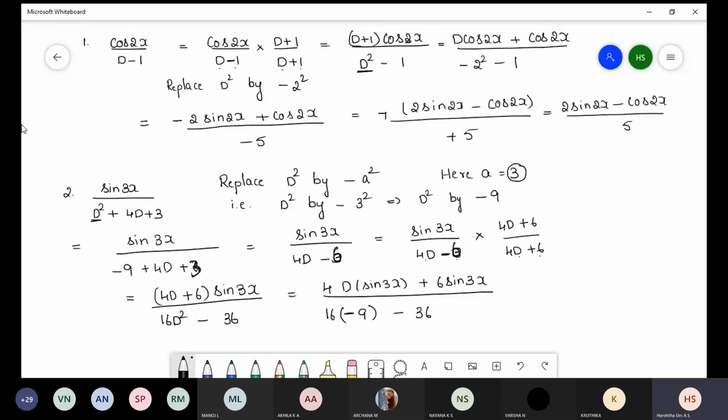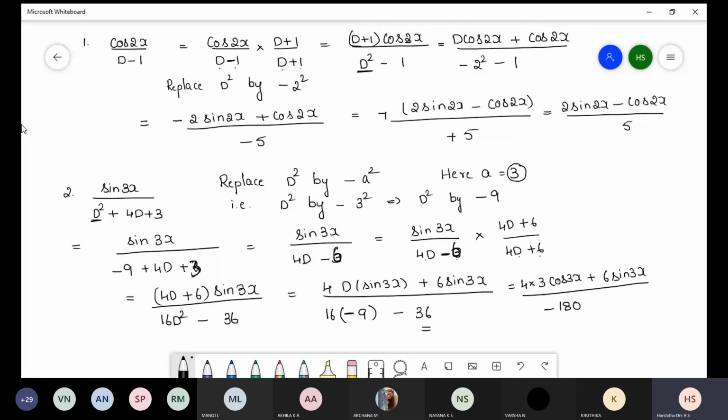So here differentiation of sin 3x is 3. 4 into 3 cos 3x plus 6 sin 3x divided by, in the denominator, 16 nines are. What is 16 nines are? 144. It's 144 minus 36. Minus 144 minus 36 means minus 180.